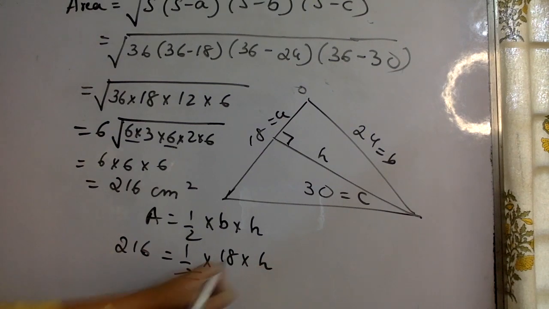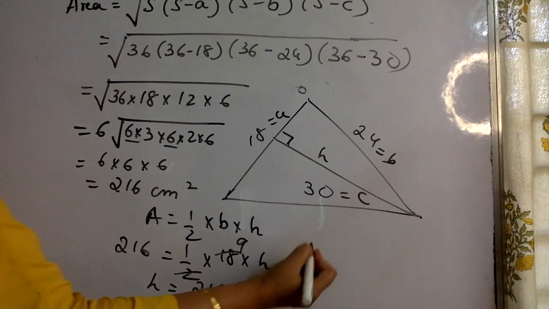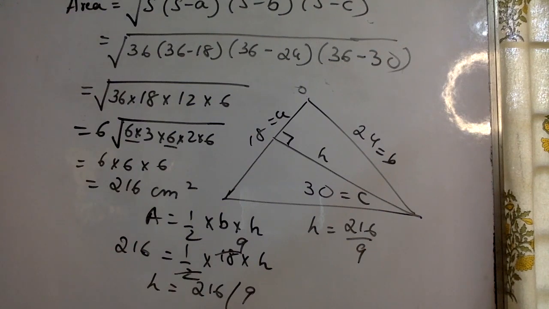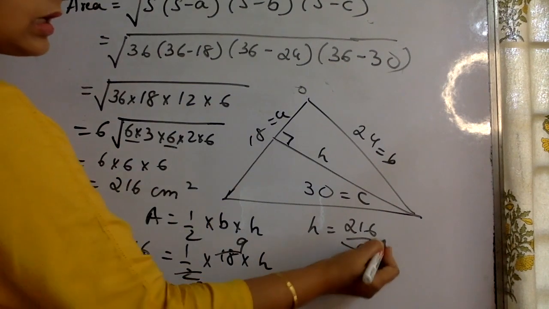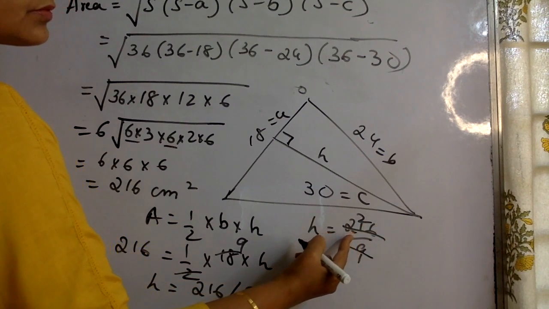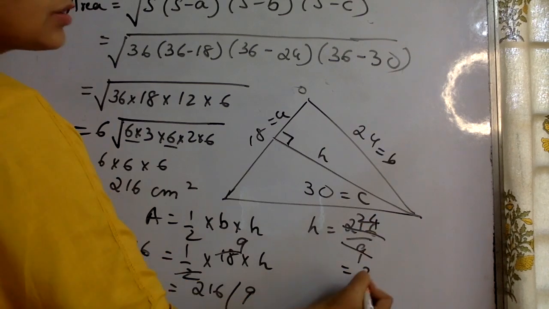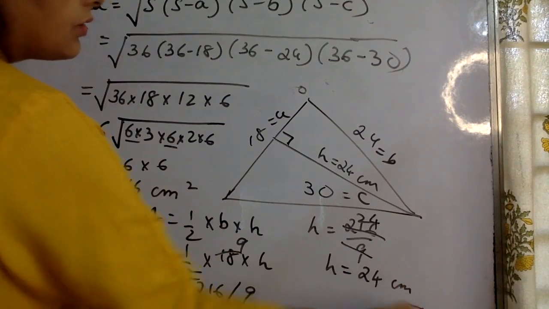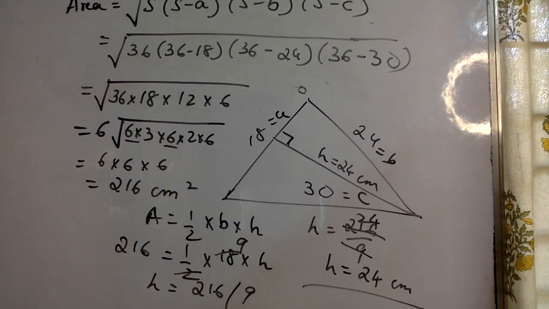Now this is a small linear equation. So h is how much? h is 216 by 9. If I divide by 9, 9 2s are 18, and 9 4s are 36. So my answer, this height, is equal to 24 centimeters. So the altitude corresponding to the smallest side is 24 centimeters.